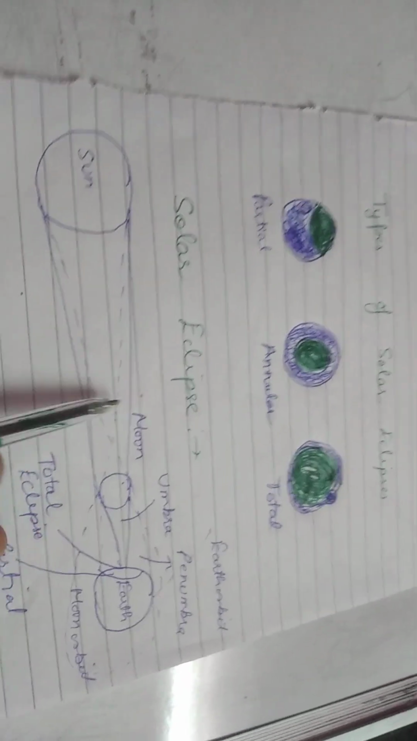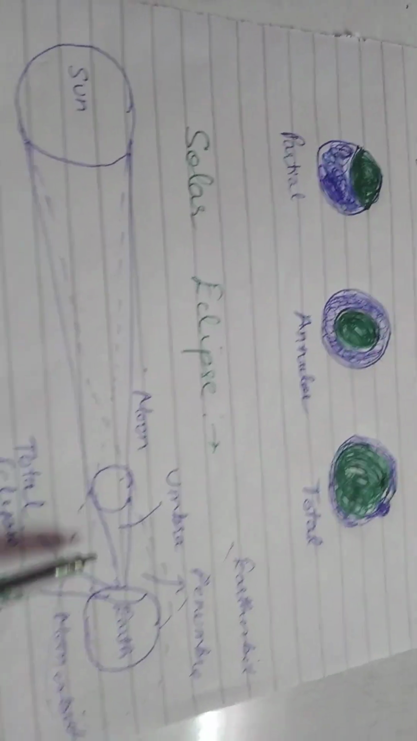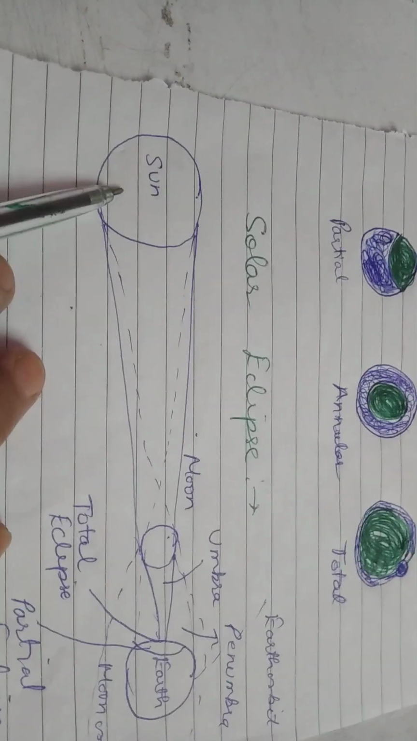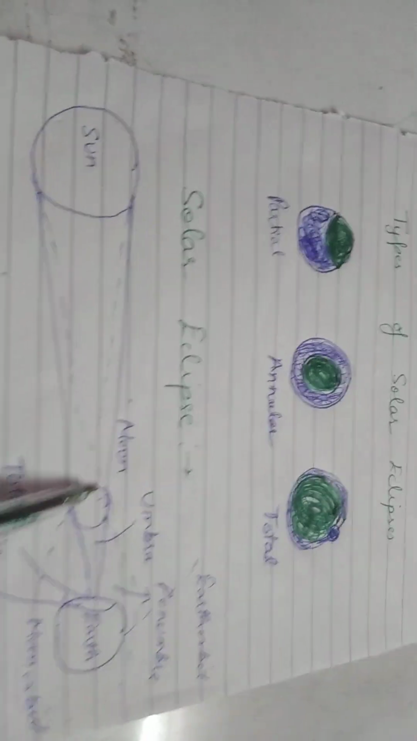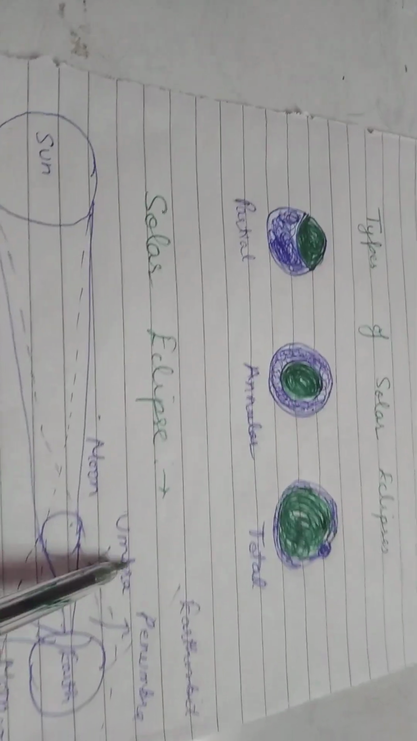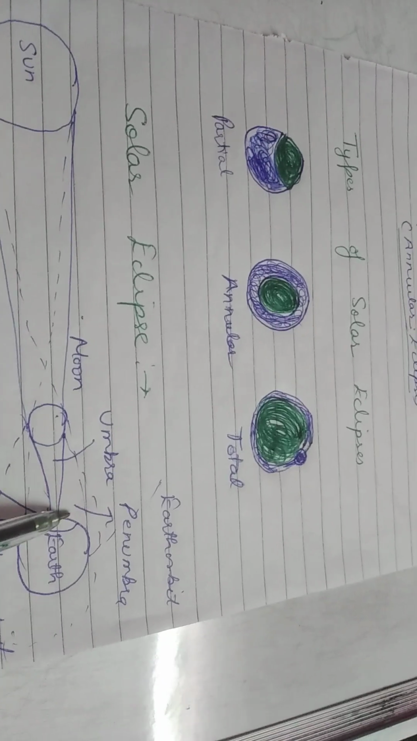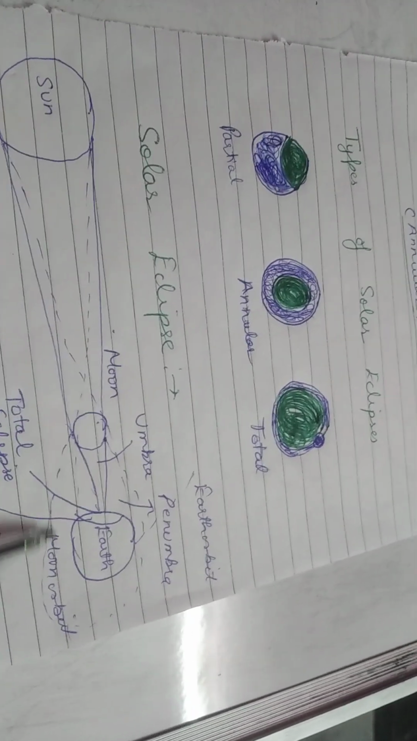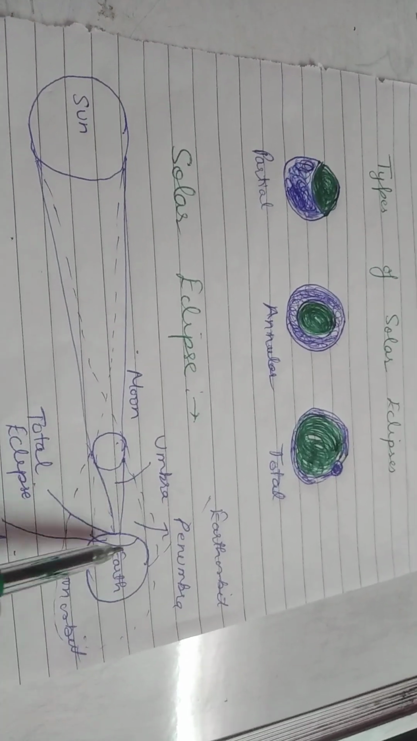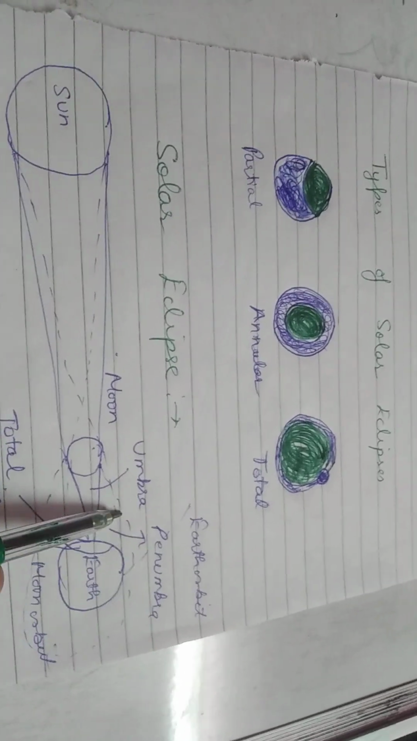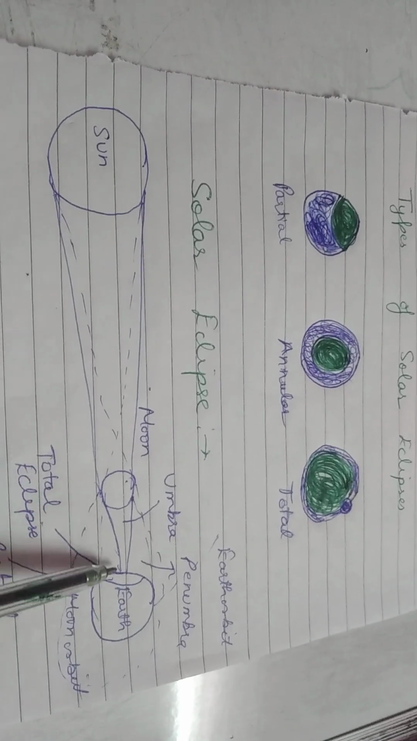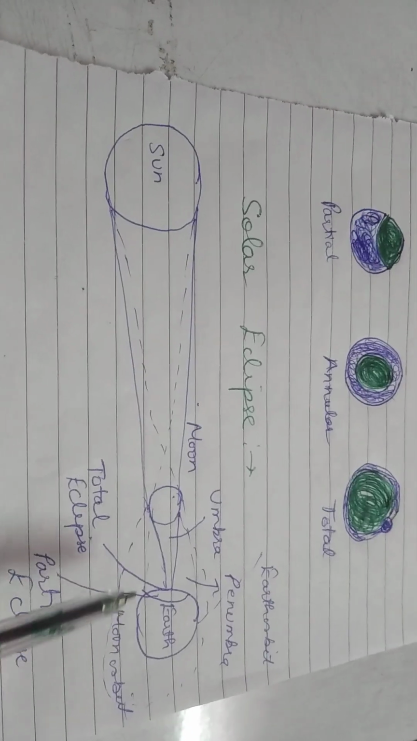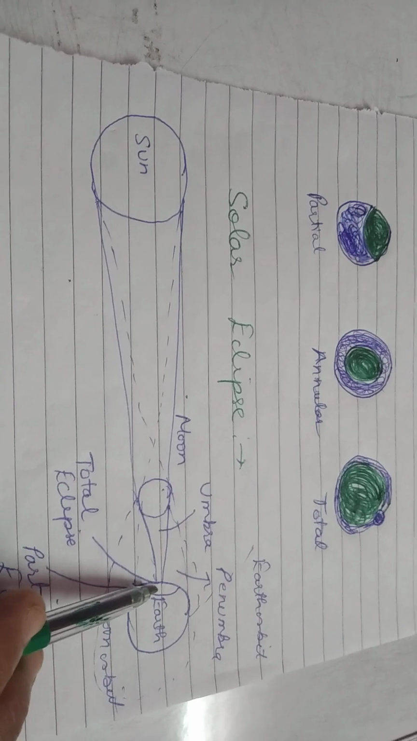Now the diagram of a solar eclipse is like this. This is the sun, this is the moon, and this is the umbra shadow, and this is the penumbra, and this whole area is the moon's orbit. And this is the earth's orbit. This shows the total eclipse, and this side one is the partial eclipse. So this is all about the solar eclipse.